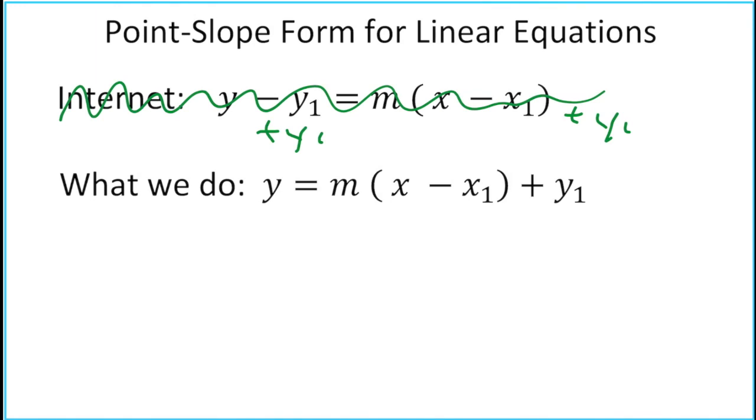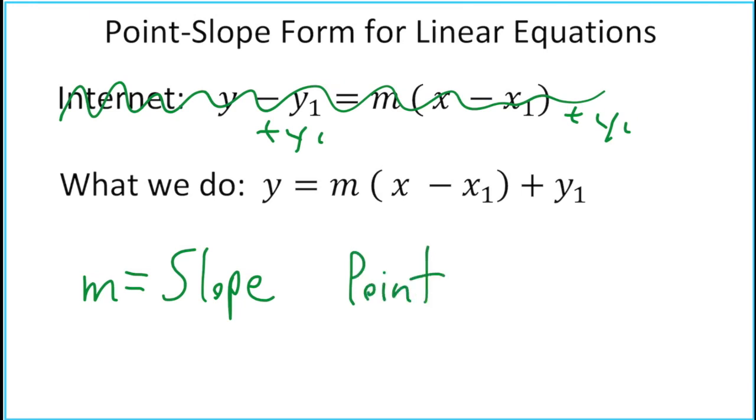Now, m, you already know. M is simply your slope. And then the point that this line goes through would be (x1, y1). It's a comma in between the x1 and y1.